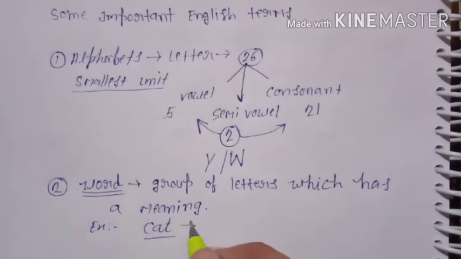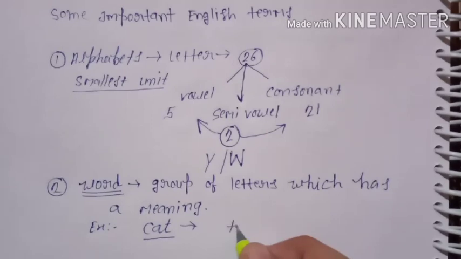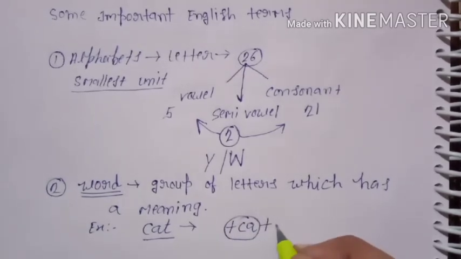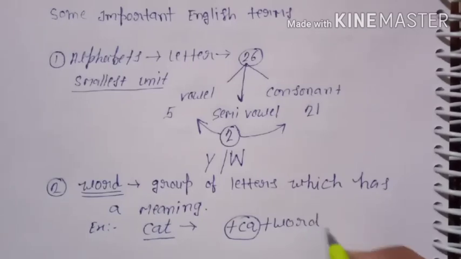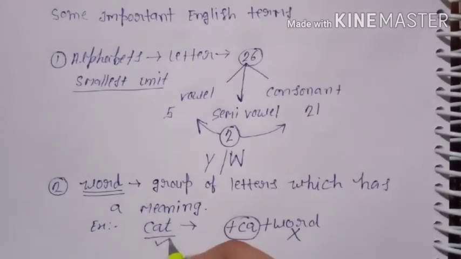If we write this as T, C, A, these 3 letters have been exchanged or replaced. Now this is not a word. This is not a word. This one has meaning. That's why it will be called a word.